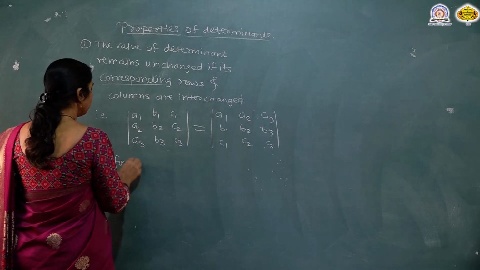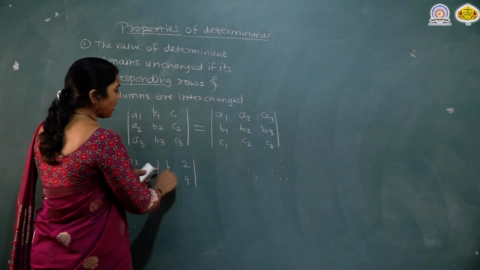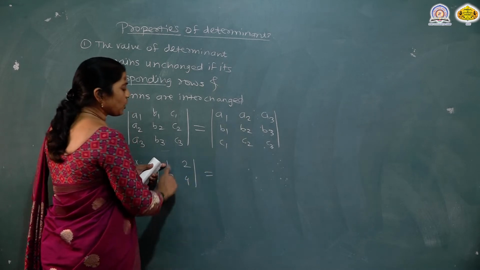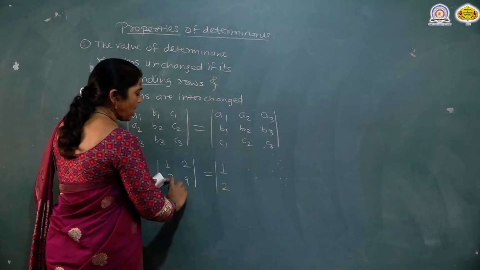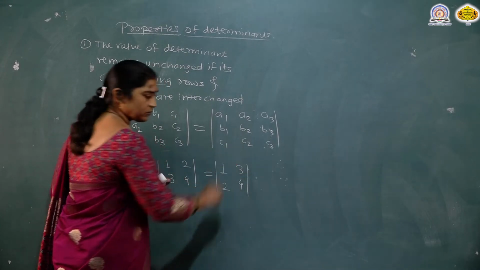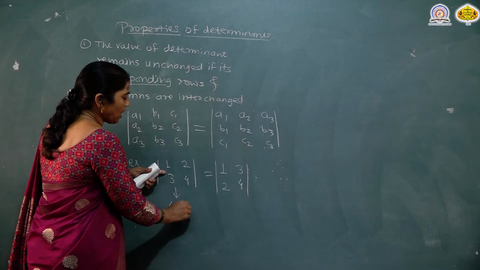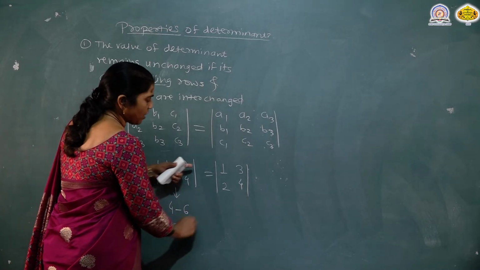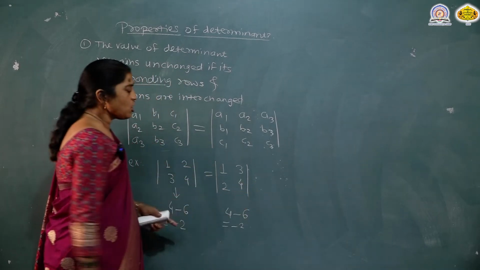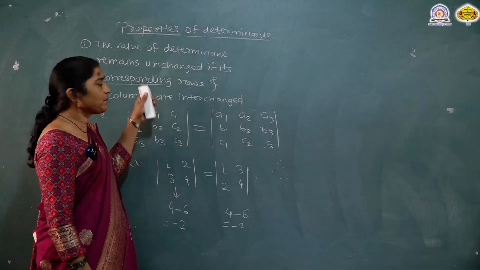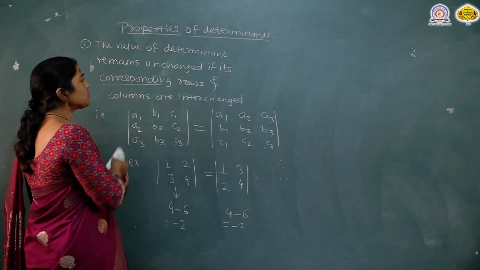For example, if we have the determinant 1, 2, 3, 4, now I will interchange its corresponding rows and columns. I will write the first row as the first column and the second row as the second column. Observe, the value of this determinant is 4 minus 6, that is minus 2. And if you find this value, it is again 4 minus 6, that is minus 2. So, the first property says that the value of the determinant remains the same if we interchange corresponding rows and columns.